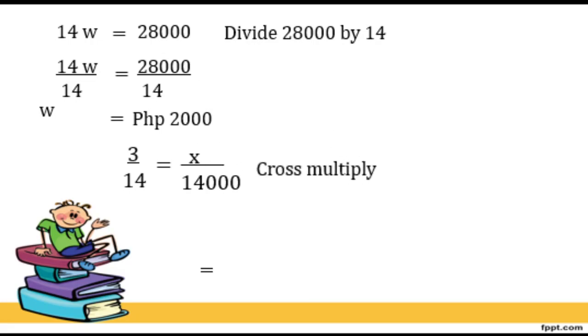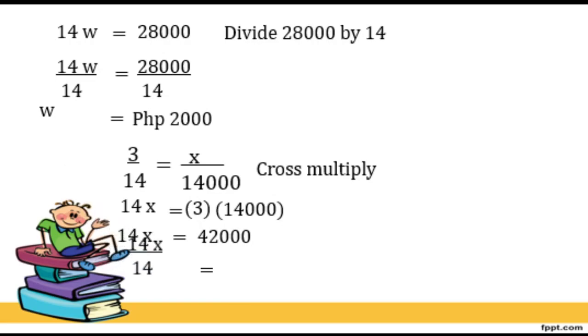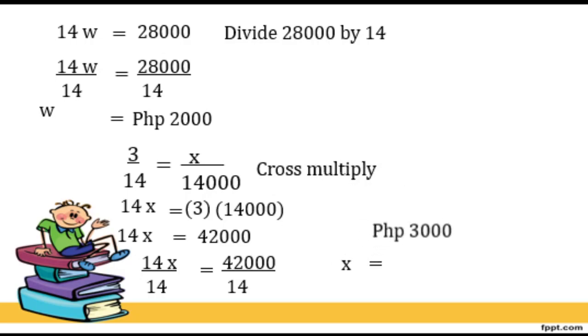So next, 3 is to 14 as X is to 14,000. Again, cross multiply. So that will become 14X is equal to 3 times 14,000, which is equal to 42,000. So divide all terms. We have 14X is equal to 42,000 divided by 14. So X is equal to 3,000. So we have W is 2,000 and X is 3,000. Next.